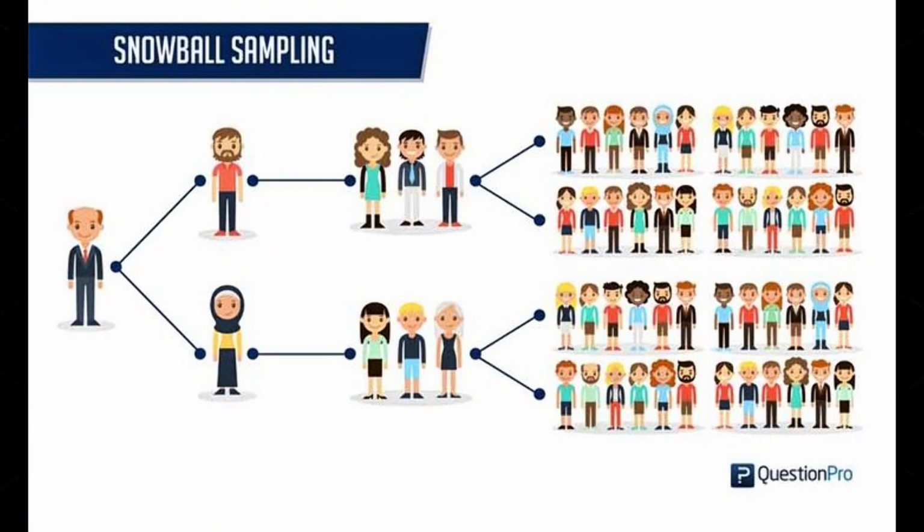Snowball sampling is useful when you have no clear list of the population but can leverage the network of initial participants to identify and recruit others. However, since the sample is not random, it can lead to bias, as people may refer others similar to themselves, which may not be representative of the entire population.